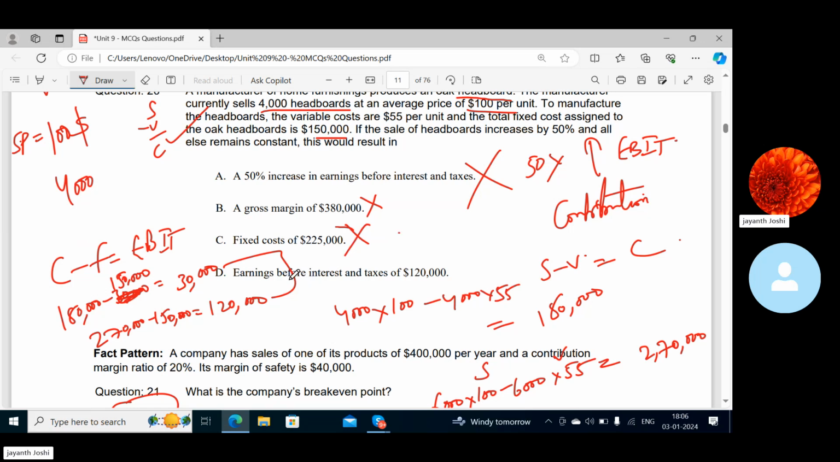And in earnings before interest and tax, 120, is it happening after the 50% increase in sales or not? Yes, sir. So can this be the answer? We have seen 120 we have calculated. We got it. Shall we move forward after you copy this? Yes, sir. Okay.